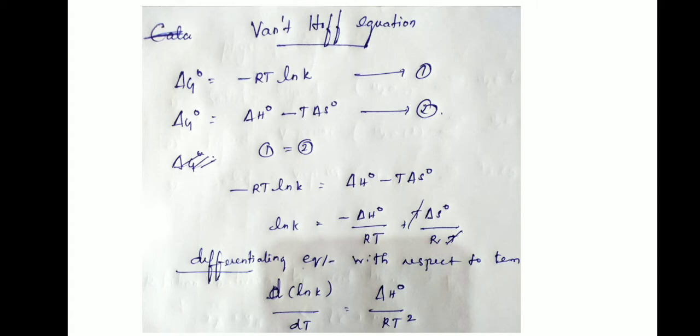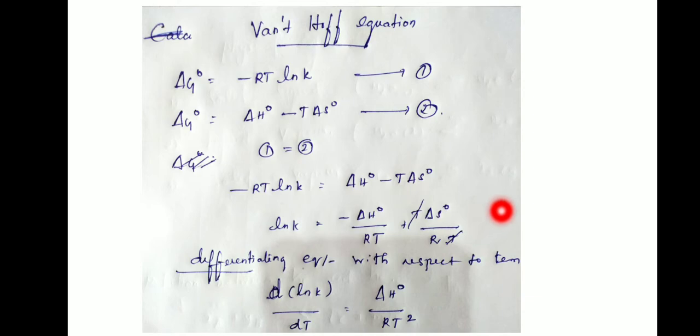Next important question: van't Hoff equation. This is a very important 3-mark question. The equation gives the quantitative temperature dependence of the equilibrium constant K. The relation between standard free energy change ΔG° and equilibrium constant: ΔG° = -RT ln K, equation 1. ΔG° = ΔH° - TΔS°, equation 2. Substituting 1 in equation 2: -RT ln K = ΔH° - TΔS°. Rearranging, ln K = -ΔH°/RT + ΔS°/R, equation 3. Differentiating equation 3 with respect to temperature.